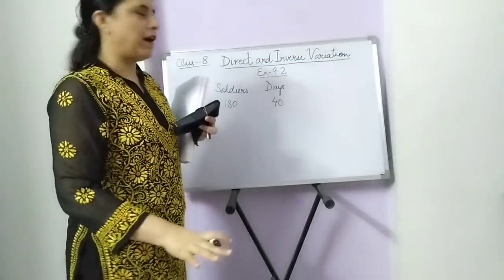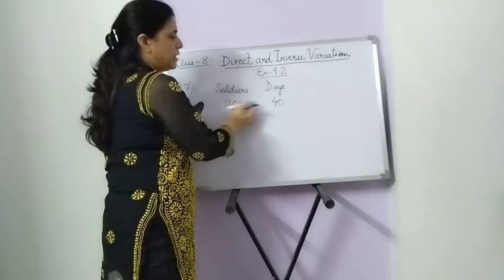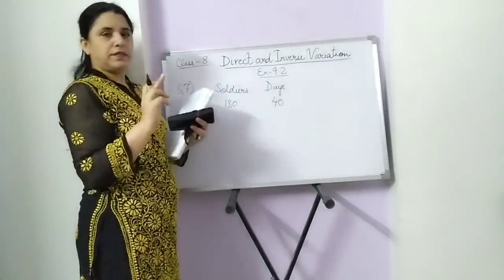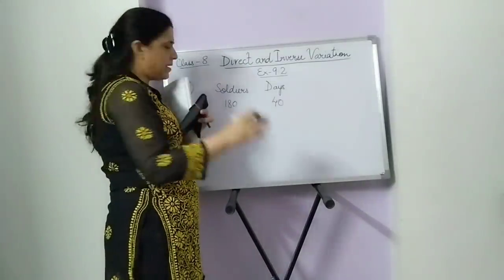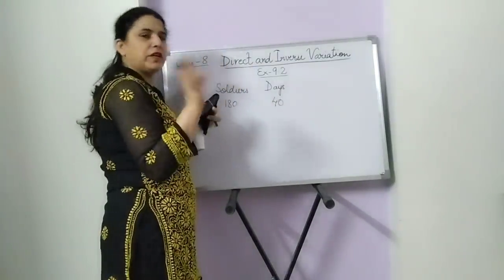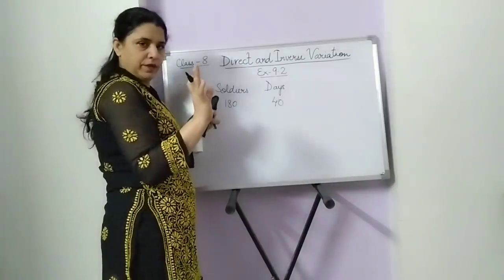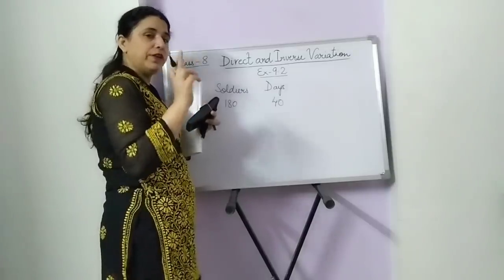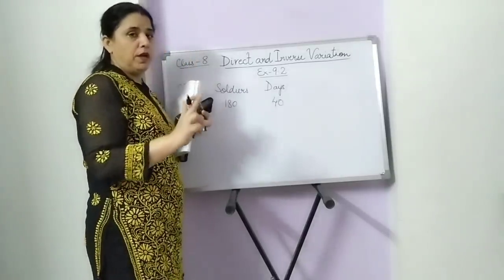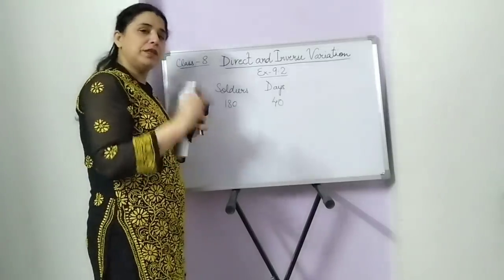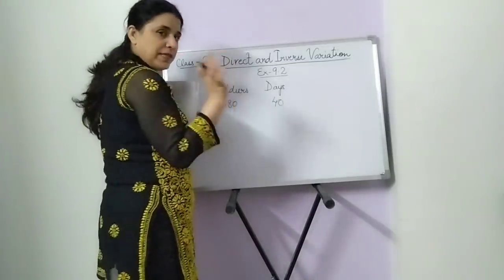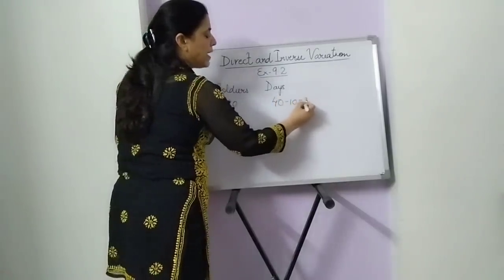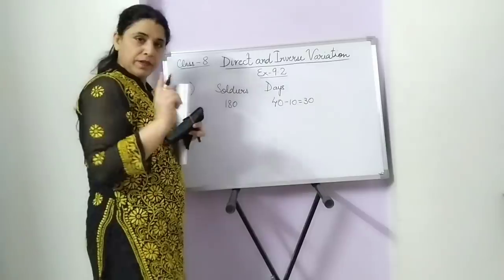Suppose 100 kg of flour was there for 180 soldiers for 40 days. After 10 days, these 180 soldiers have consumed some amount of food. Now try to understand, we will only deal with the leftover food. The leftover food has to be consumed by these 180 soldiers for 40 minus 10, that is 30 days.